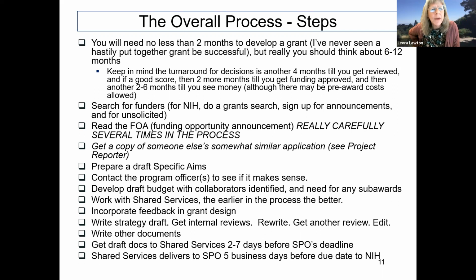So then after you come up with that, you search for the funders. We just talked a little bit about that. We're going to take other looks at grants. You read the FOA, the funding announcement, really carefully. You get a copy of someone else's similar application. We'll look at Project Reporter. You prepare the specific aims. You contact the program officers. You develop the draft budget. You work with shared services, that's your research administration organization, to help you finalize the budget and get the application ready to be submitted.